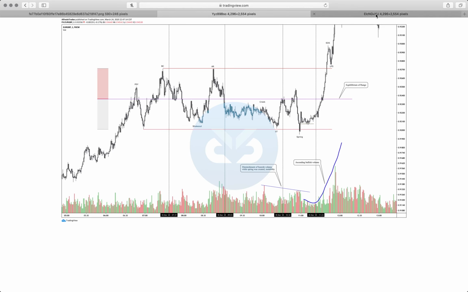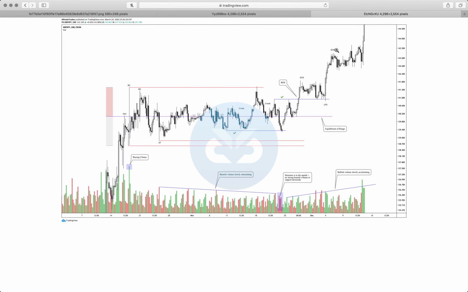So now let's look at another example, and this is on GJ. This was that range before we got that one final spike to the upside. So here we can see buying climax. But the cool thing about this one is that the buying climax is actually the peak of volume.